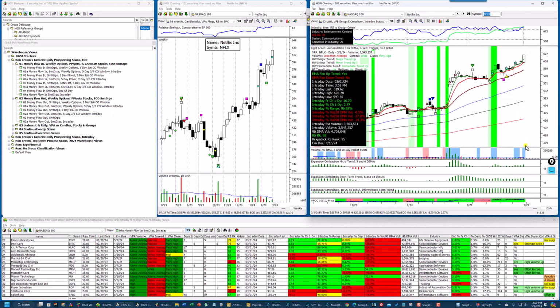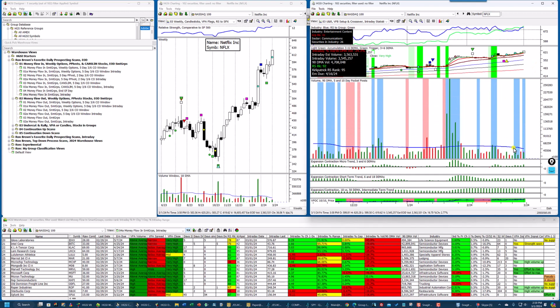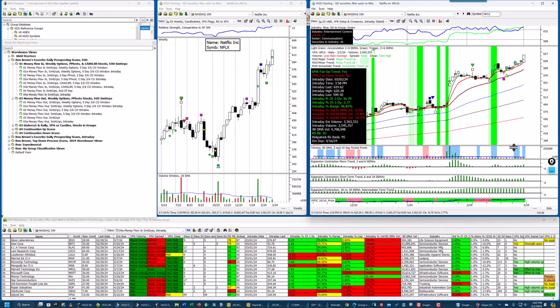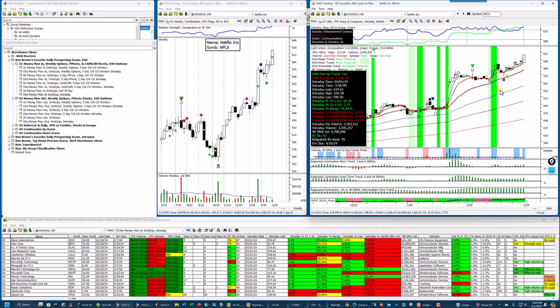Okay, you can see that it didn't get above the 90 period moving average on any of these days, not since back here. So this would not be showing up in money flow. So my money flow indicators aren't perfect, but they work well.